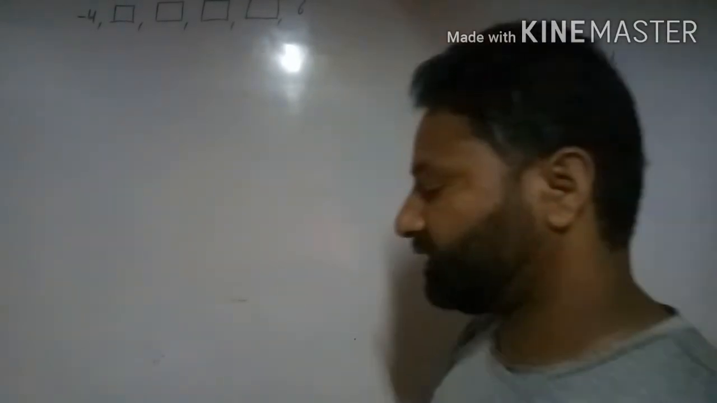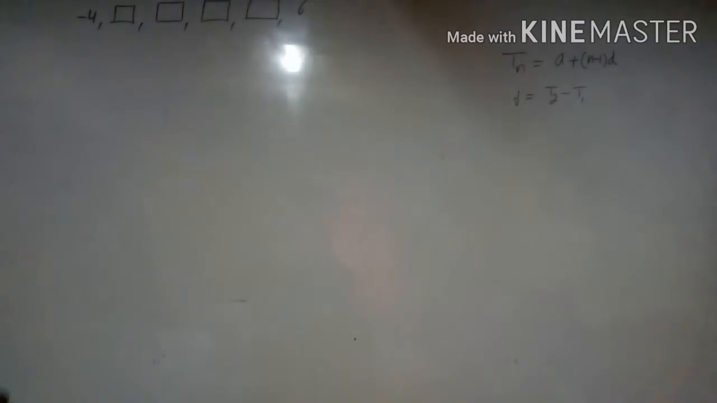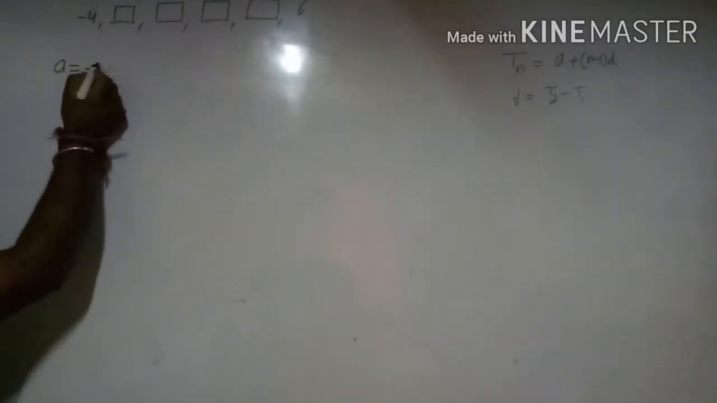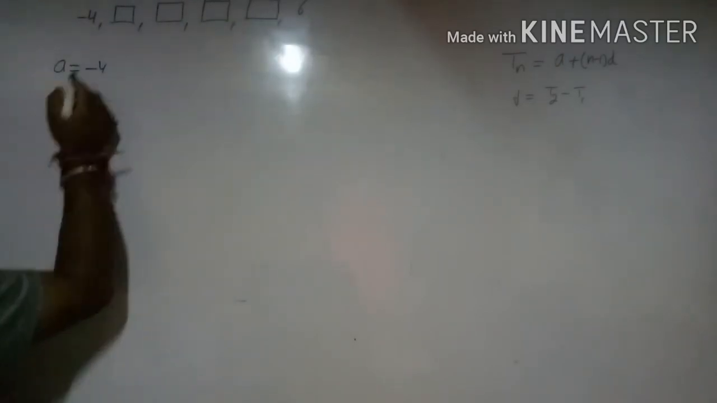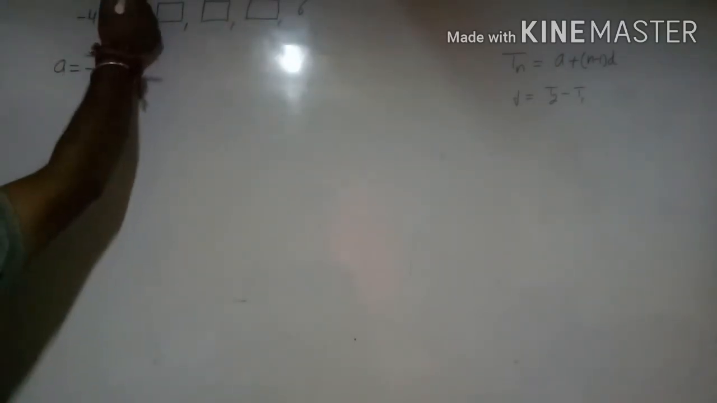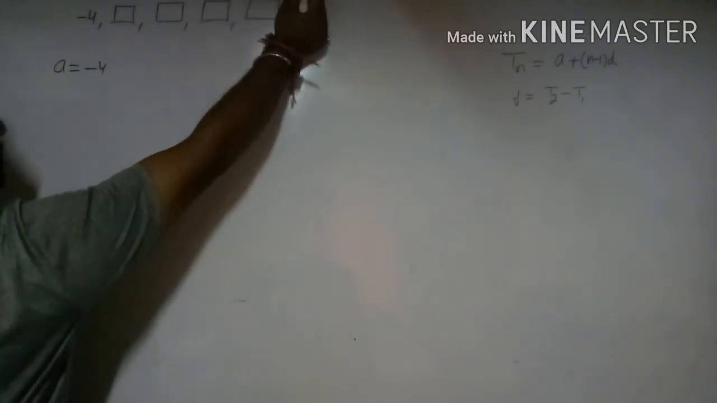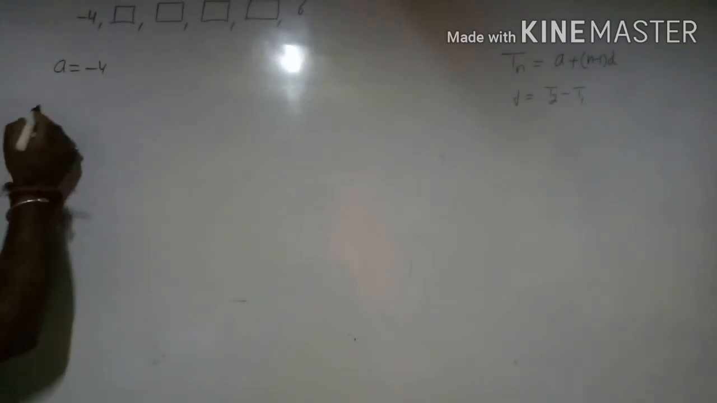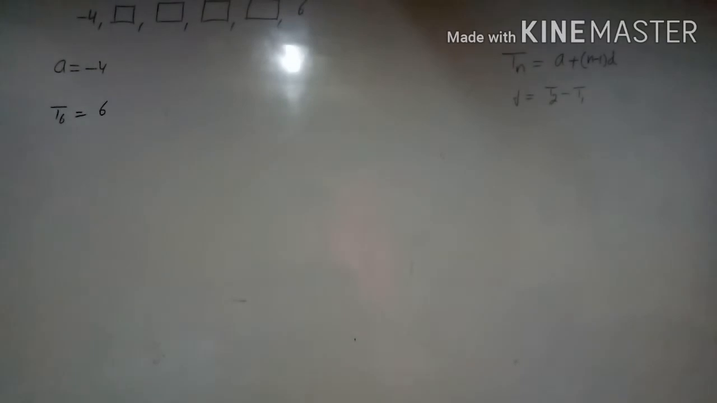Now on this sequence I'm taking one question. We have to find the missing terms. Here the first term A is minus 4, and then 1, 2, 3, 4, 5, 6, which means T1, T2, T3, T4, T5 and T6. A is given as minus 4 and T6 is given as 6. We have to find the second, third, fourth and fifth terms.